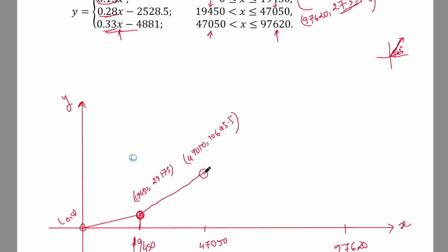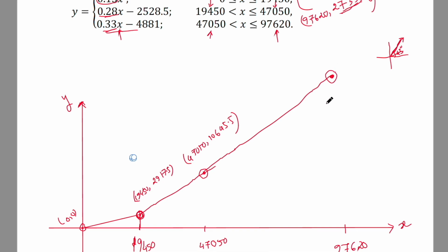You see the slope is a bit bigger than the second line. So if you extend the second line, it will move in this way. Therefore the third line will be a bit steeper than the second line. So it will be like this, and it will end here.